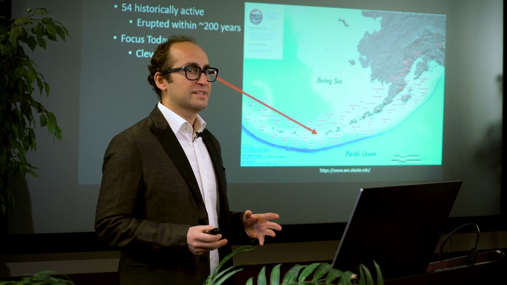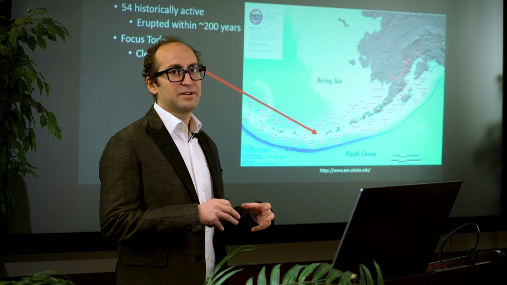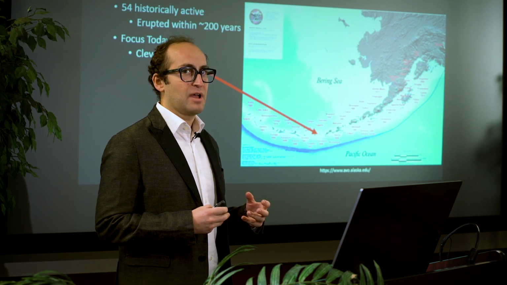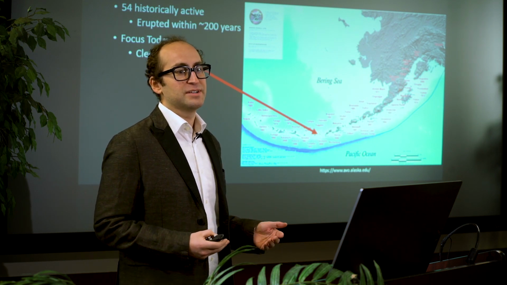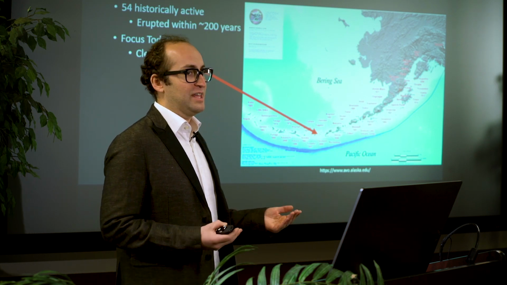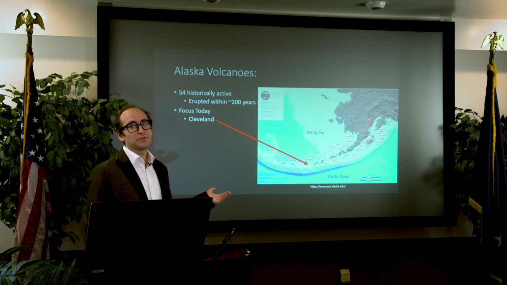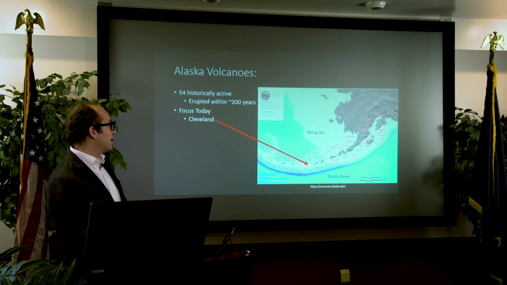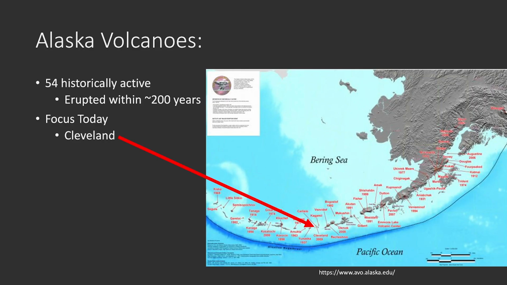So one of the really cool things about working in Alaska and being allowed to use this state as a natural laboratory is the sheer amount of volcanoes here compared to anywhere else in the United States. Not a lot of people in the lower 48 realize this, not a lot of people in Alaska realize this, but we actually have 54 historically active volcanoes in the state itself, stretching largely along the Aleutian Islands and also sort of heading up into the mainland itself. So a historically active volcano is just something that's erupted within the last 200 years. The main one that I'll be talking about today is Cleveland, that little dot over there.